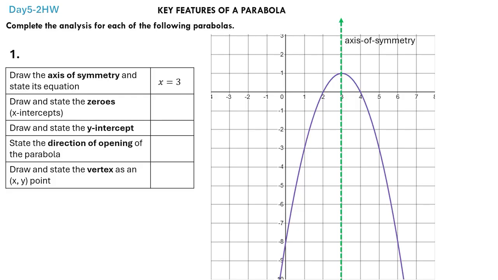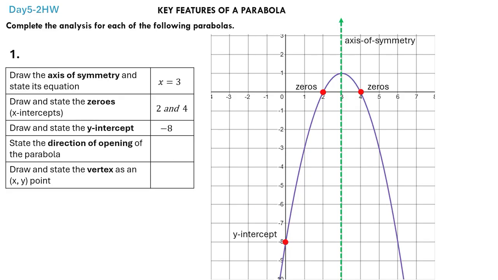Now we're asked to draw the zeros, or the x-intercepts. So the x-intercepts are the points at which the graph crosses the x-axis, and we can see that that happens at 2 and 4. So these are our x-intercepts, 2 and 4. Our y-intercept is simply the point at which the graph crosses the y-axis. So we can say our y-intercept is -8.